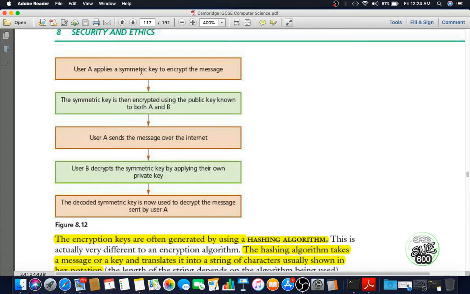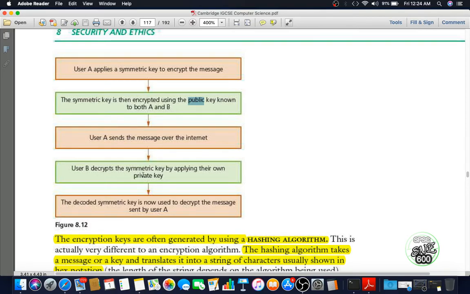User A applies a symmetric key to encrypt the message. For encrypting the message, user A applies the symmetric key. The symmetric key is then encrypted using the public key known to both A and B. So the public key, which is the public key of B, is applied. User A applies the public key of B to encrypt the symmetric key. Then user A sends the message over the internet. The message is sent by A over the internet.